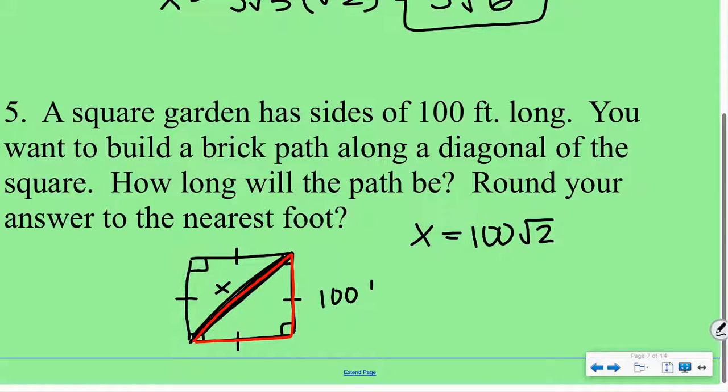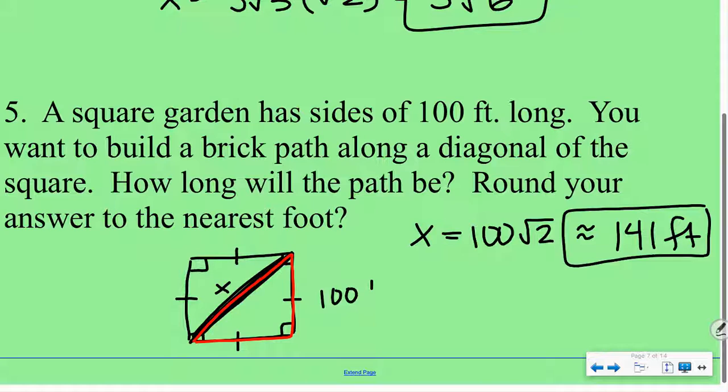That would be the exact length that you would need, but that's not really going to help you when you go to Menards to buy the supplies to make your path. You're going to want to round this, and this one says round to the nearest foot. Is that whole number or decimal? Whole number. So then in your calculator, take 100 times the square root of 2 and round it to the nearest whole number. 141 feet. But if it's for construction, shouldn't you round it up so you don't end up with too little? Probably, but we'll just follow these directions. Good thought, though.